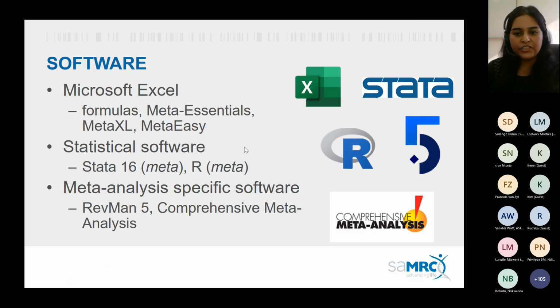So there are many packages you can use to conduct meta-analysis. You can use Microsoft Excel by either typing in the formulas or using an add-in such as Meta Essentials, Meta Excel, or Meta Easy. You can use specific statistical software such as Stata with the Meta command or R with its Meta command. And there are also meta-analysis specific software such as RevMan 5, which is the Cochrane software, and Comprehensive Meta-Analysis.